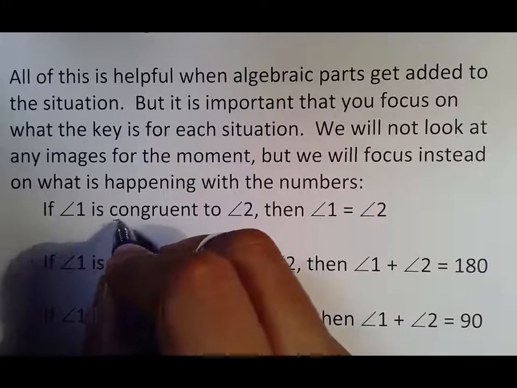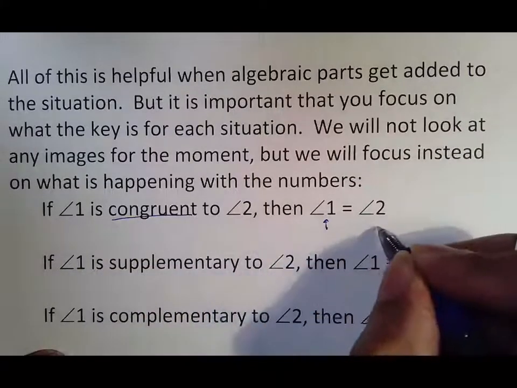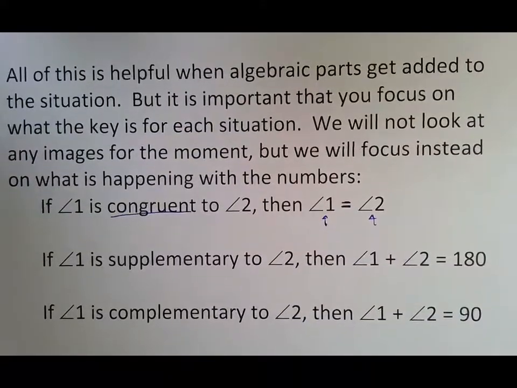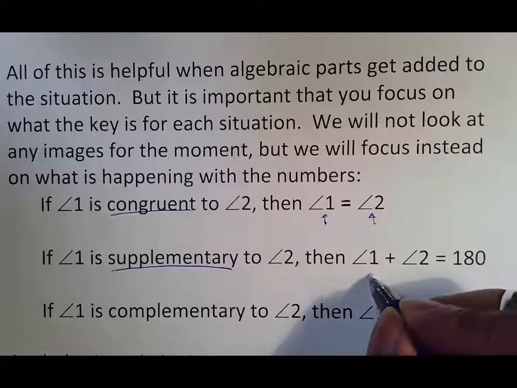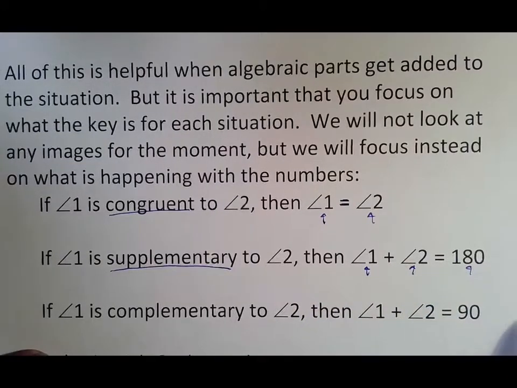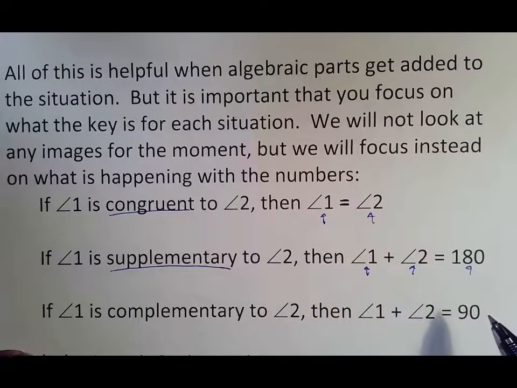If we know that angle 1 is congruent to angle 2, which means equal, then we're simply going to write angle 1 equals angle 2 with an equal sign, because that's what congruent means. If we know that angle 1 is supplementary to angle 2, then that means the two things add. That's why we're adding 1 and 2 to equal 180. And I believe you have to fill those things out on your sheet.